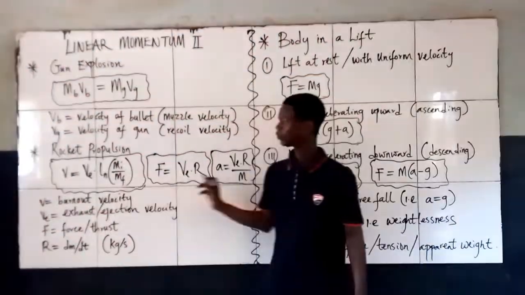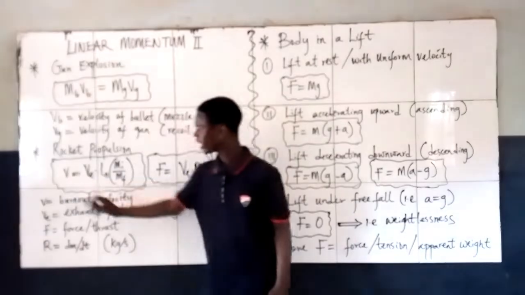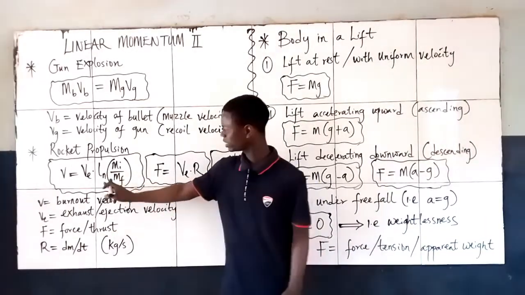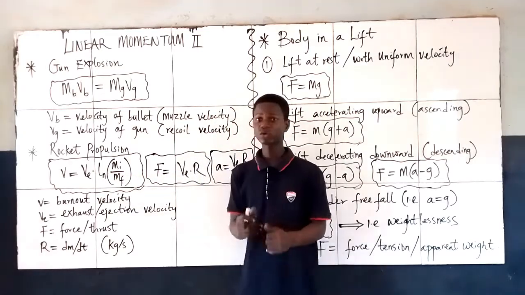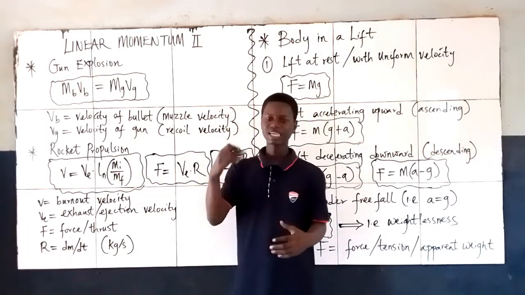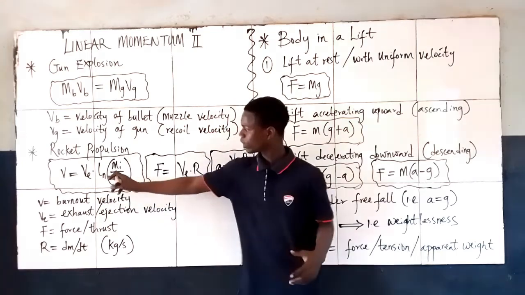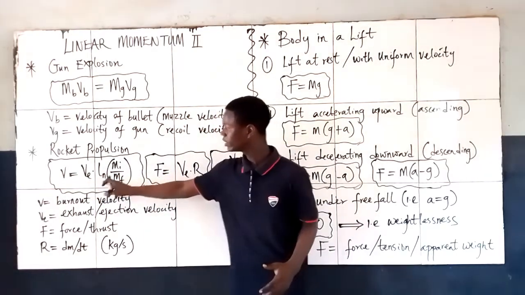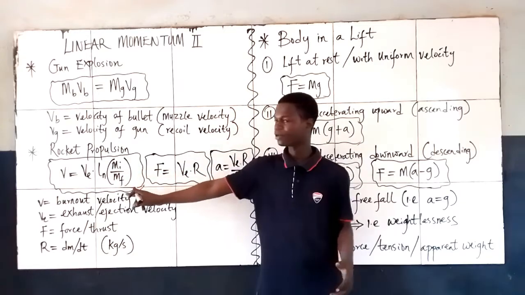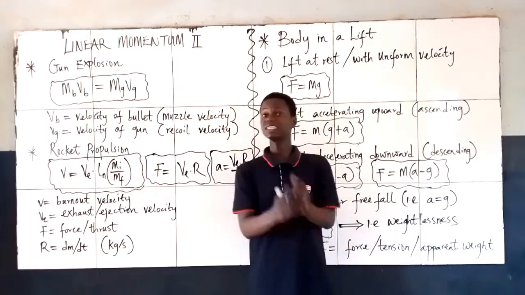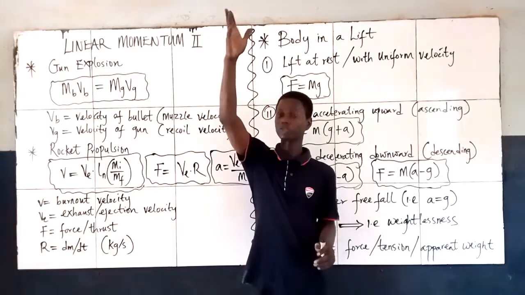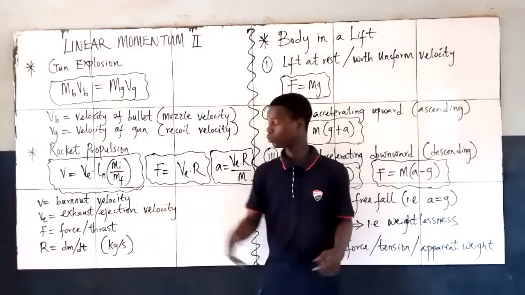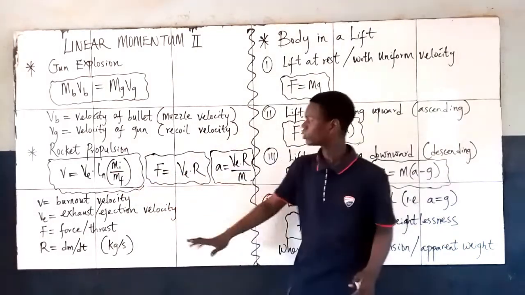Now, there are 3 important formulas to be noted. The first formula is V equals V_E ln, where ln is the natural logarithm. You have it on your higher functional scientific calculators. So V equals V_E ln (M_I over M_F). M_I here is the initial mass before the rocket was propelled, while M_F is the final mass during the motion. That is the first formula.